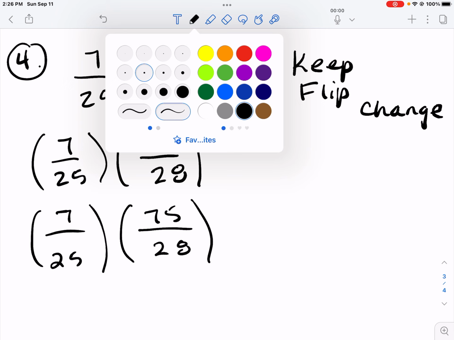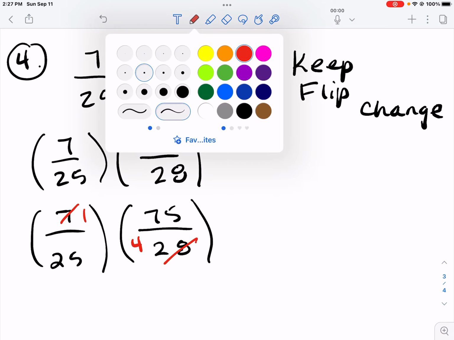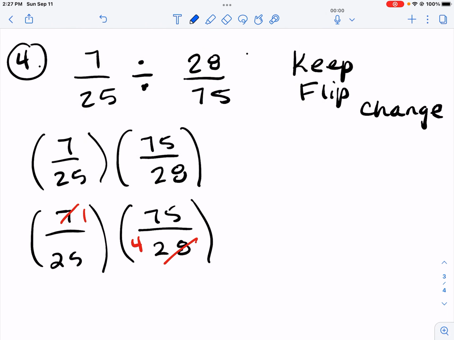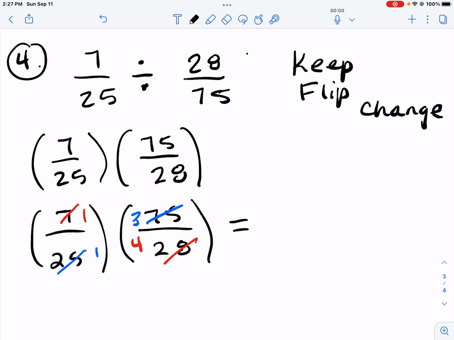We're going to cross multiply again. 7 into 7 is 1. 7 into 28 is 4. 25 into 25 is 1. 25 into 75 is 3. Multiply what's there now. 1 times 3, 1 times 4.